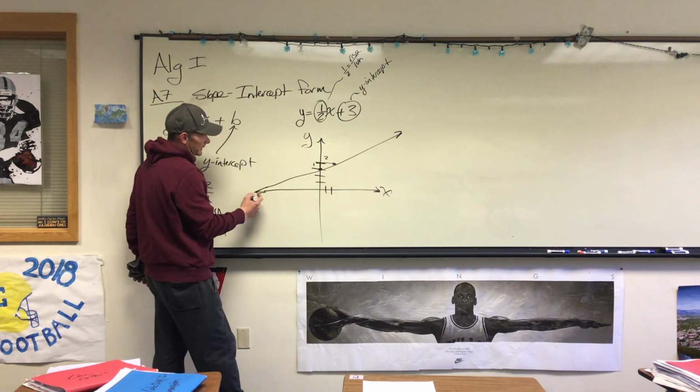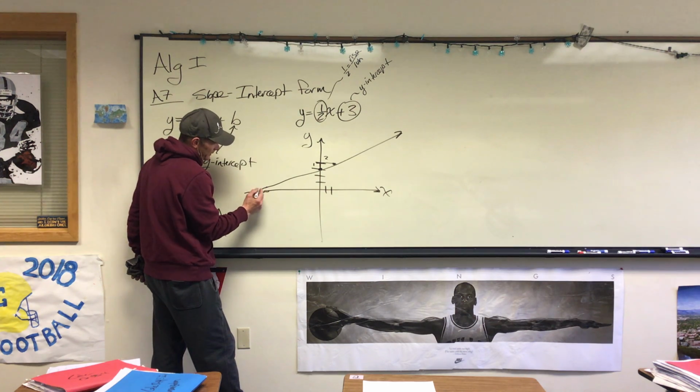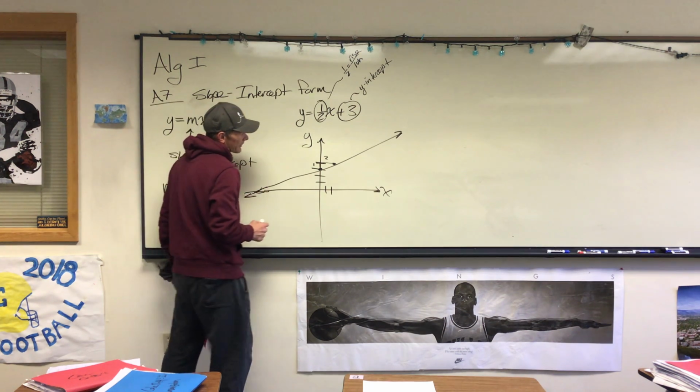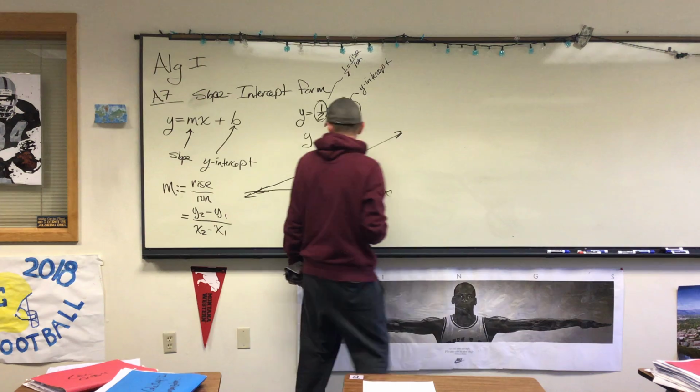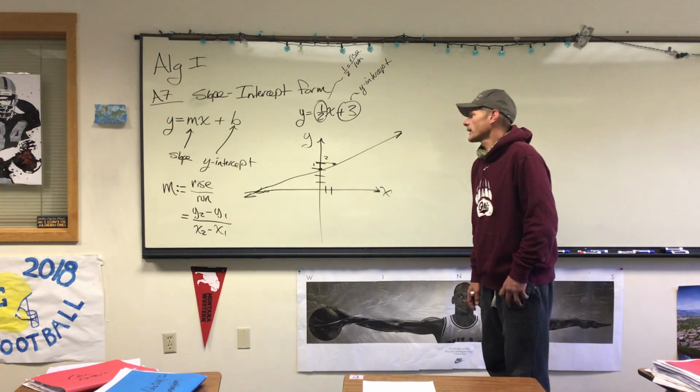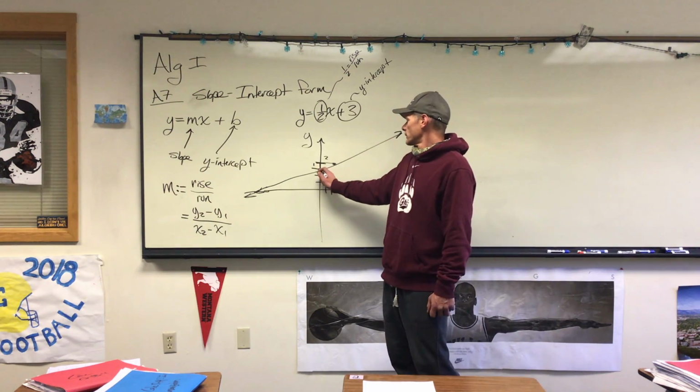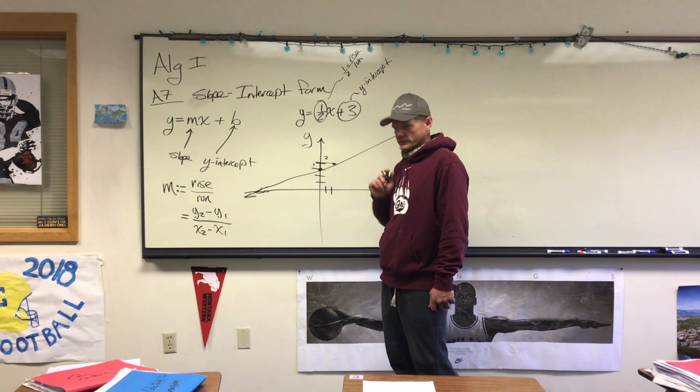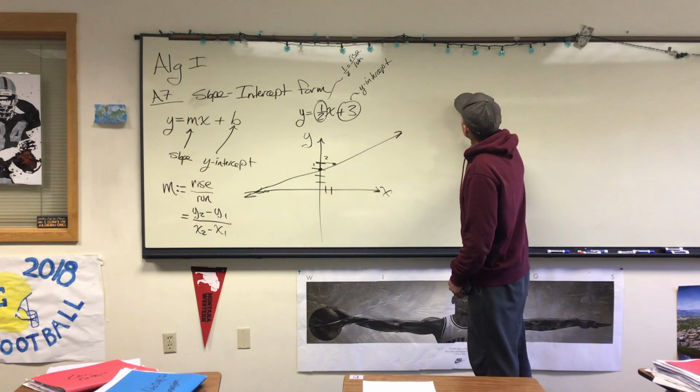And there's my line. Make sure you draw an arrow on each end. We want to know that this thing goes on forever and ever and ever. That is what the line y equals 1/2 x plus 3 looks like. Okay? They're just sketches. So let's do another one.